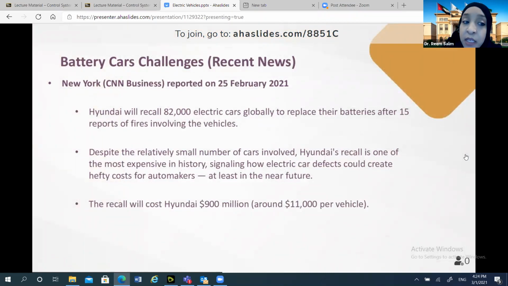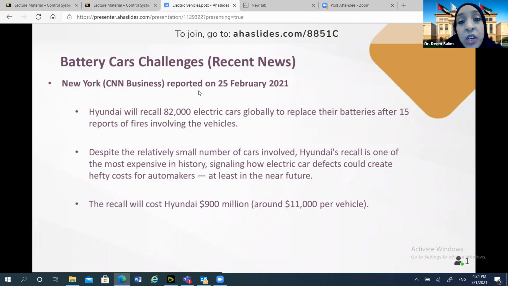However, like I said, we have many challenges for electric cars, especially when they are powered by batteries. So I'm just giving you a news strip over here. This news strip was issued on 25th February 2021, so just 3 days ago. I saw this news report, and it says that Hyundai is recalling 82,000 electric cars because of a problem with the battery.